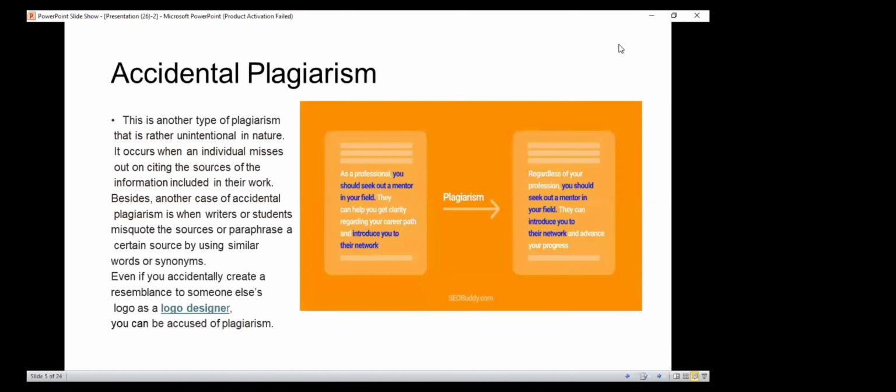Next, accidental plagiarism. This type of plagiarism is unintentional in nature. It happens when someone forgets to cite the source of the information they have included in their work. It can also occur when writers use similar words without proper credit.